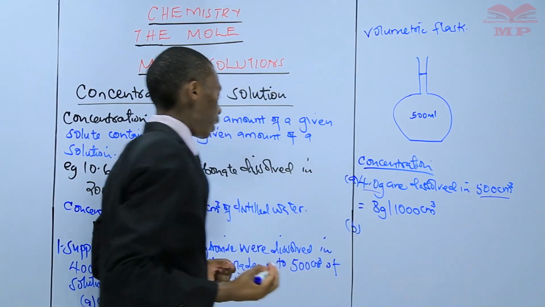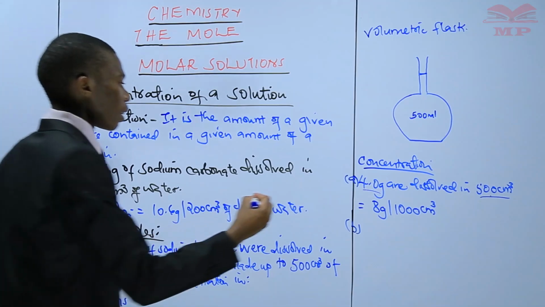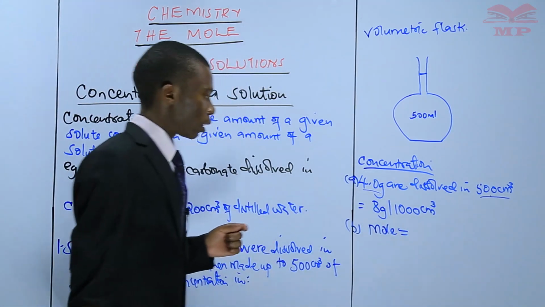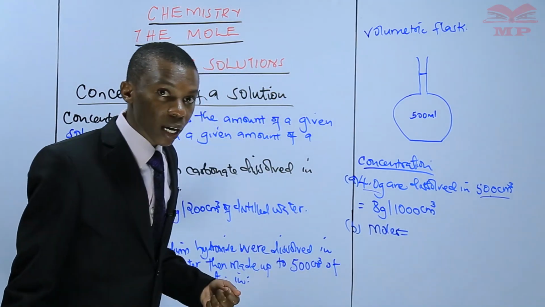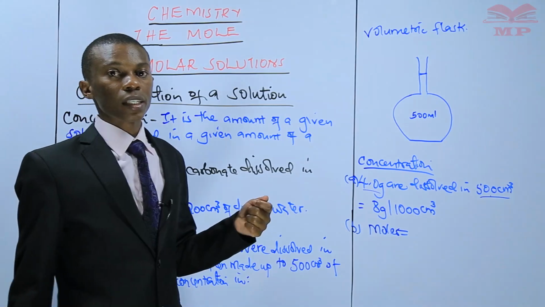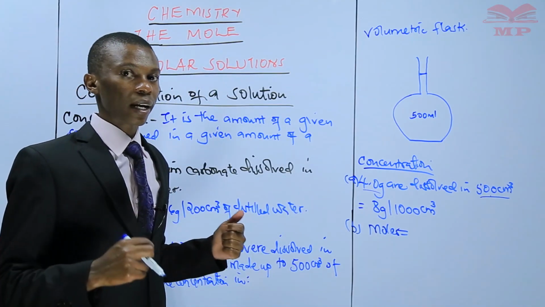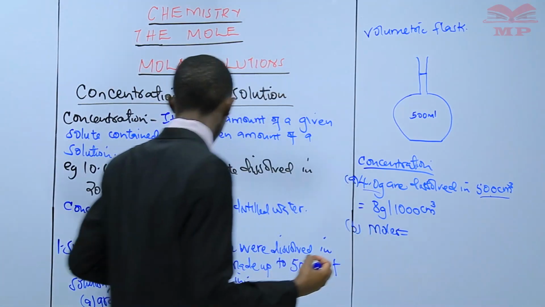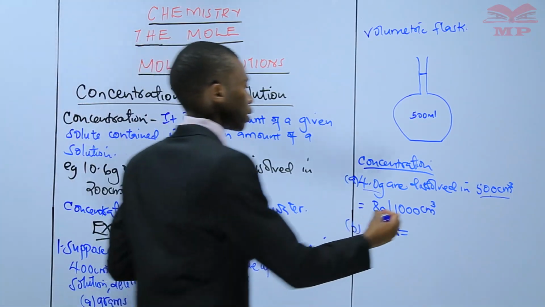With B, it is now the concentration in moles. If you remember from the previous lessons, moles are given by mass divided by the RFM, or the relative molecular mass. Therefore, the mass we have is 4.0 grams.